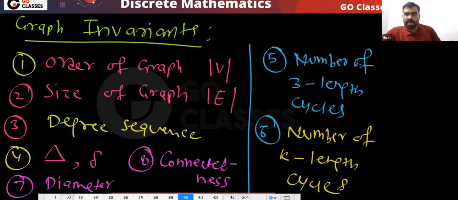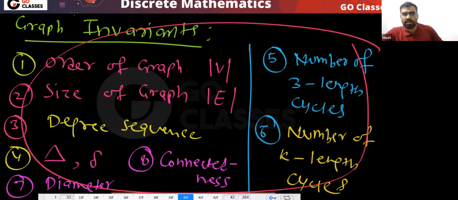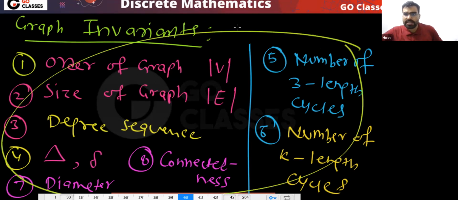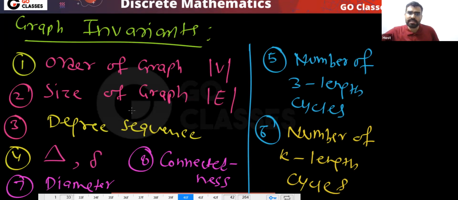One more thing. If all these things are the same for two graphs, can I say they are isomorphic? No, you cannot say that. Remember, if any of these properties is different for two graphs, then you can say they are not isomorphic. But if all these properties are the same, it does not mean that they are isomorphic.